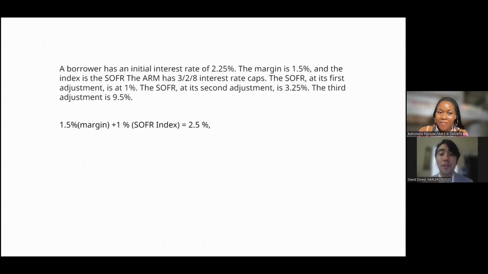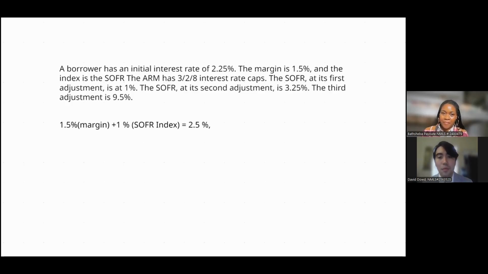So now it's 2.5. So once the first adjustment kicks in, whenever that is for this particular example, it will be 2.5 instead of 2.25. So it just went up by 0.25, right? That's what it's going to look like. So we move on to the second part here. It says, well, hey, what's the second adjustment though? Okay, what is that?